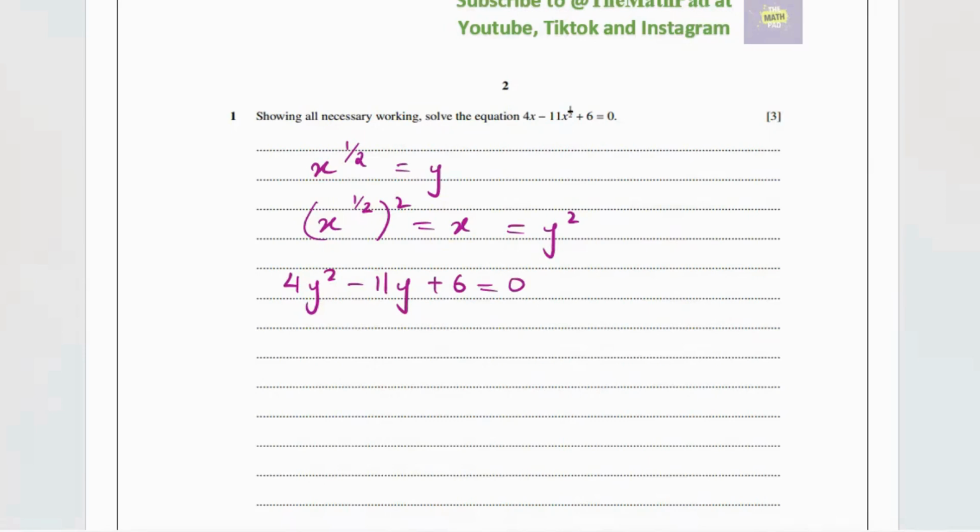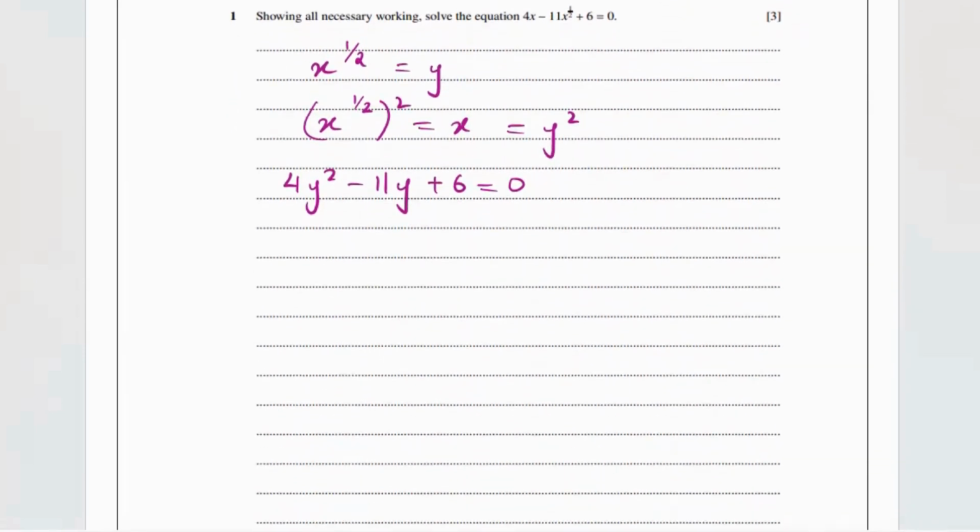Using this quadratic equation, first we'll find the value of y and then use that to find the value of x. 4 times 6 is 24. Factors of 24 which we can use to replace 11 are 8 and 3. So 4y squared minus 8y minus 3y plus 6 equals 0.